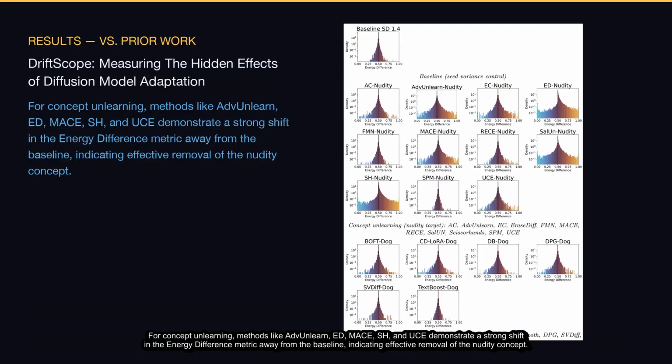For concept unlearning, methods like ADV unlearn, ED, MACE, SH, and UC demonstrate a strong shift in the energy difference metric away from the baseline, indicating effective removal of the nudity concept. In contrast, all concept customization methods for the dog concept, including BOFT, CWRA, and DreamBooth, maintain an energy difference distribution highly similar to the baseline, suggesting successful integration without significant disruption.